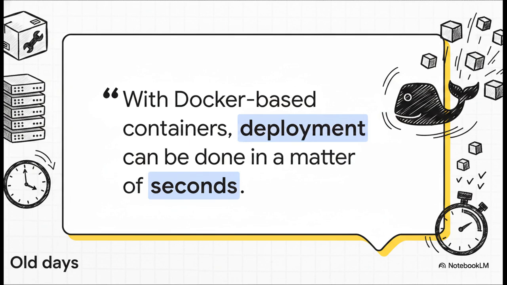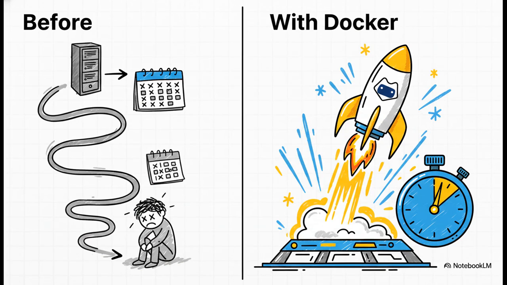I mean, just think about the old way of doing things. You'd have to order servers, wait for them to show up, install the OS, configure everything. It could literally take days or even weeks. With Docker, it's seconds. You can spin up a completely new, perfectly configured instance of your entire application almost instantly. This didn't just speed things up, it completely transformed the entire pace of how we build and ship software.